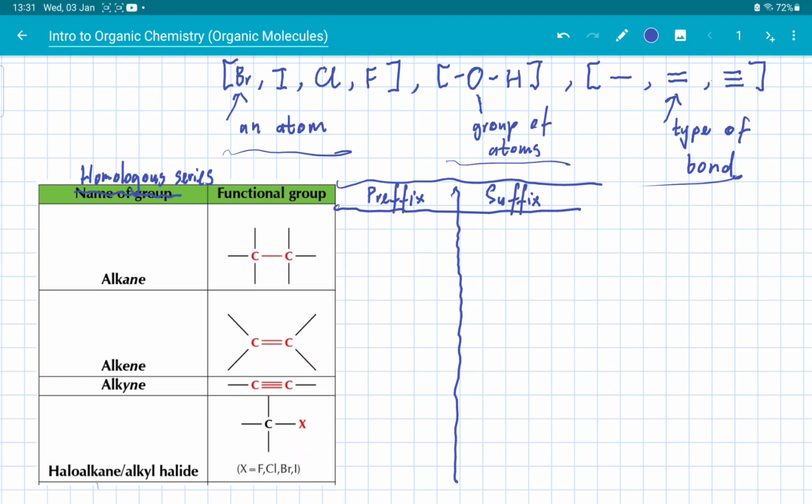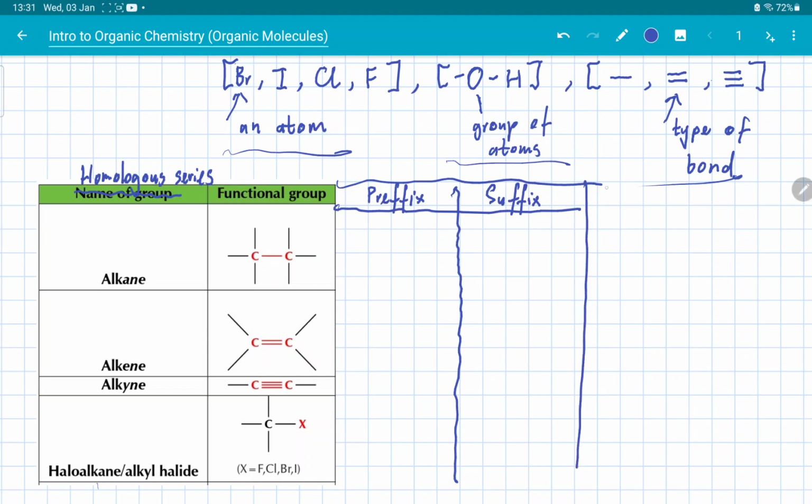I'm not saying there are only 4 homologous series. There are many homologous series, some of which we won't even cover. I think if you remember what we did in grade 10, we spoke about sugars. Lipids are also homologous series. Nucleic acids, DNA and RNA are also homologous series, but we're not there yet. Let's just start here.